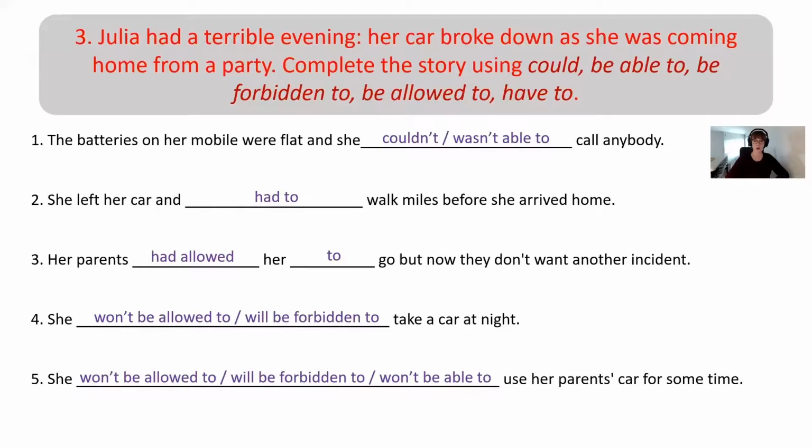She won't be allowed to take a car at night. Elle ne sera pas autorisée à prendre une voiture la nuit, à conduire la nuit. She will be forbidden to take a car at night. Il lui sera interdit de conduire la nuit. She won't be allowed to use her parents' car for some time. Elle ne sera pas autorisée à utiliser la voiture de ses parents pendant un petit moment. She will be forbidden to use her parents' car for some time. Il lui sera interdit d'utiliser la voiture de ses parents pendant un petit moment. She won't be able to use her parents' car for some time. Elle ne pourra pas utiliser la voiture de ses parents pendant un moment.